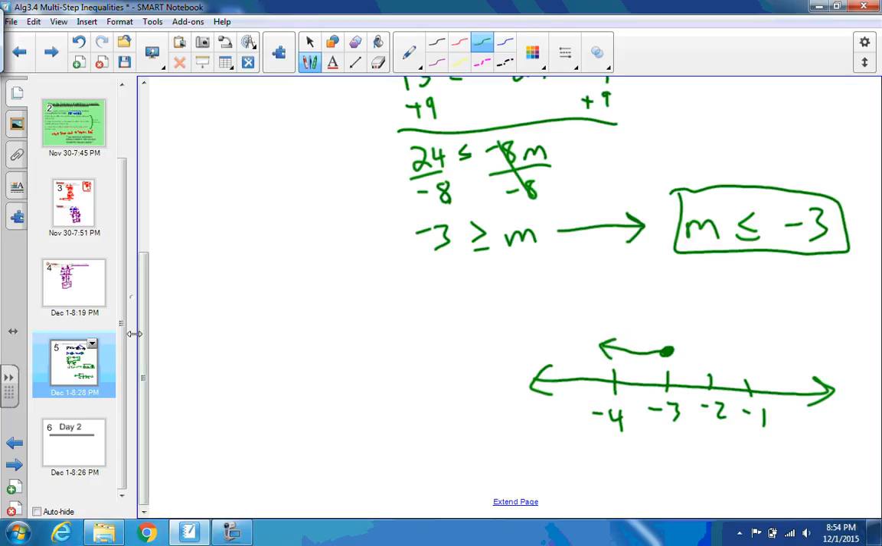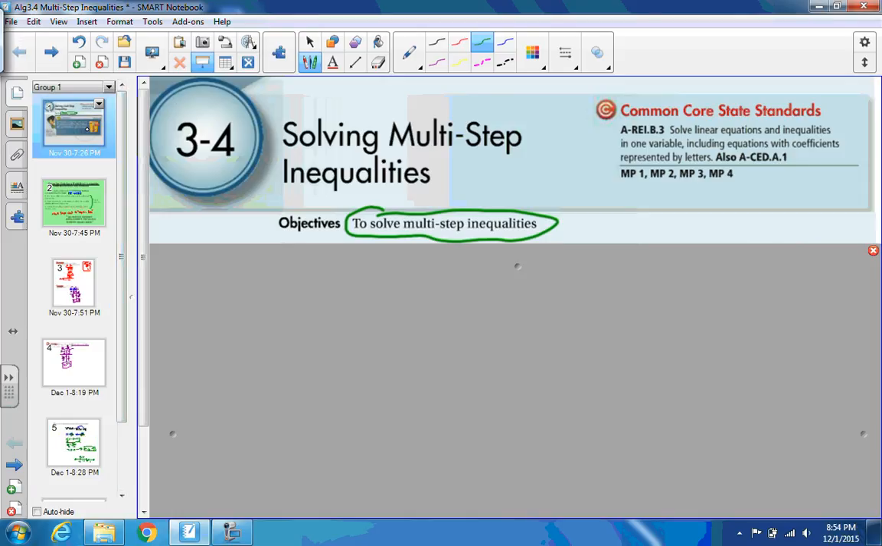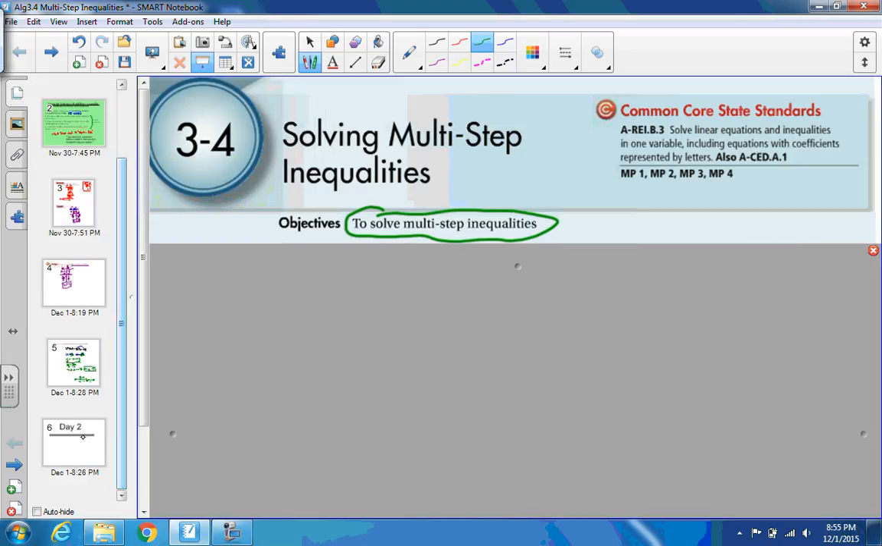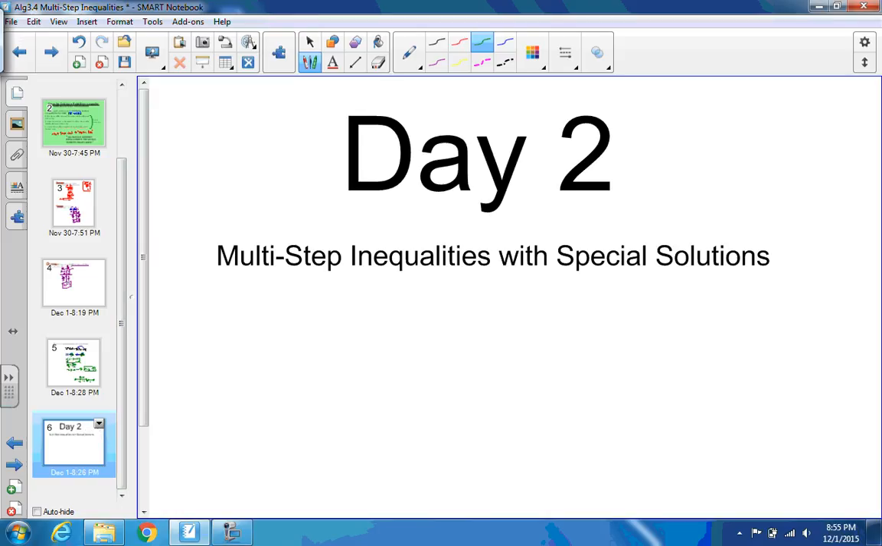All right, so that is section 4, part 1. Again, our goal is to solve multi-step inequalities, and we did that. Looking towards next time, though, next time we're actually going to solve multi-step inequalities with special solutions. So we'll talk about that next time.